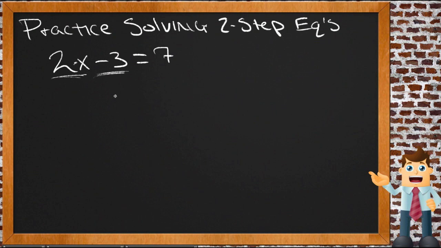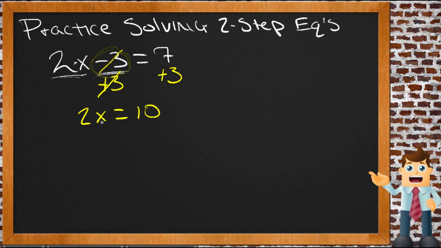So let's go through this one real quick. First I want to get rid of this negative 3. I'm undoing things, I'm taking things away, so I do my order of operations backwards. I do addition and subtraction first. Here I have a negative 3, so the opposite of subtracting 3 is adding 3. And I need to do the same thing to both sides. Negative 3 plus 3, that's 0. So I have just 2x left over here. Over here I have 7 plus 3, that's 10.